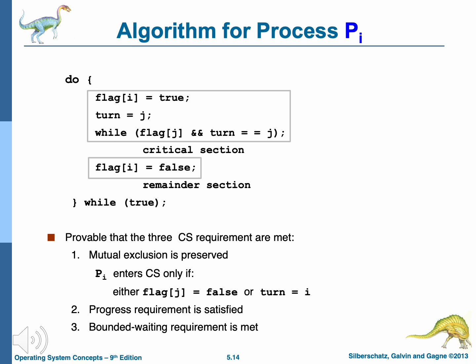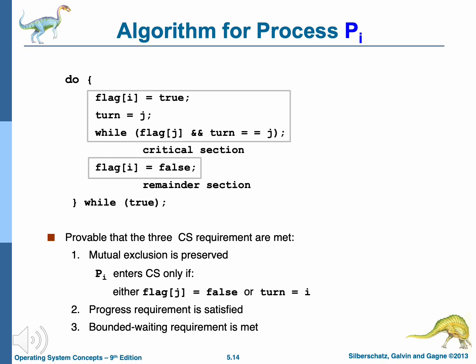To prove property 1, we note that each Pi enters its critical section only if either flag[j] is equal to false or turn is equal to i. Also note that if both processes can be executing in their critical sections at the same time, then flag[0] equals flag[1] equals true. These two observations imply that P0 and P1 could not have successfully executed their while statements at about the same time, since the value of turn can be either 0 or 1 but cannot be both.